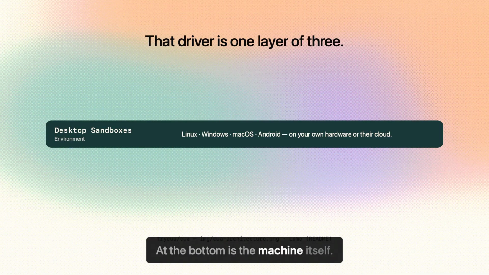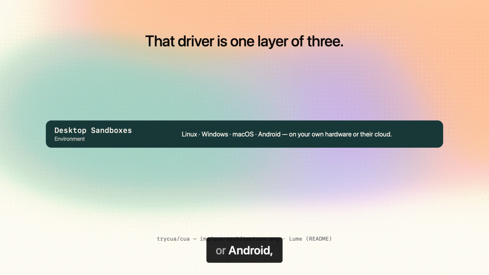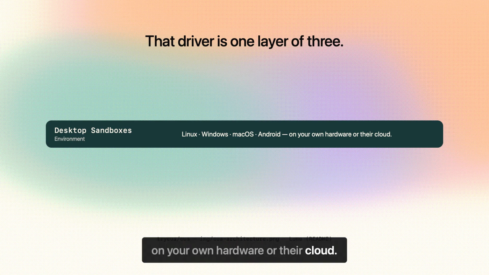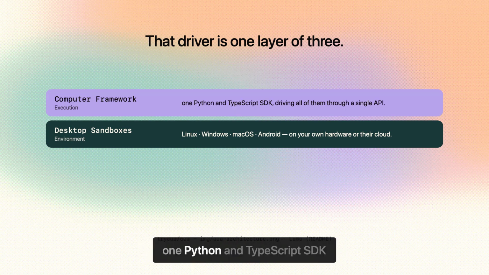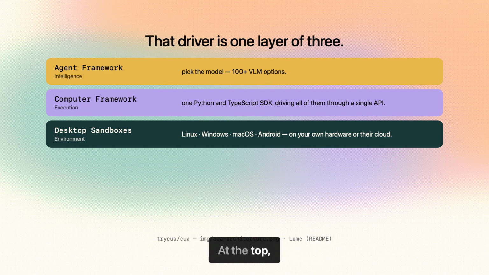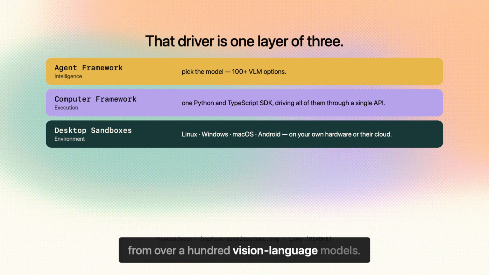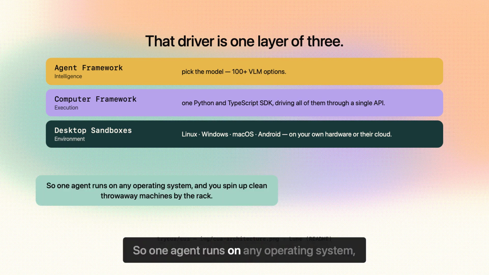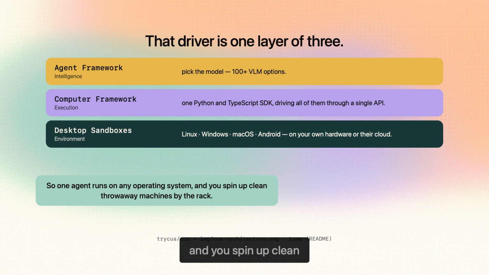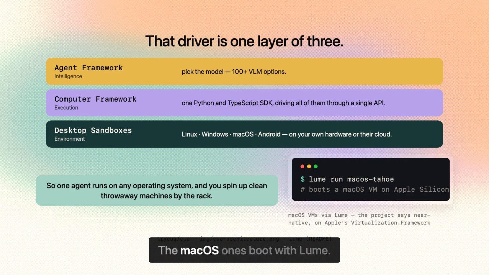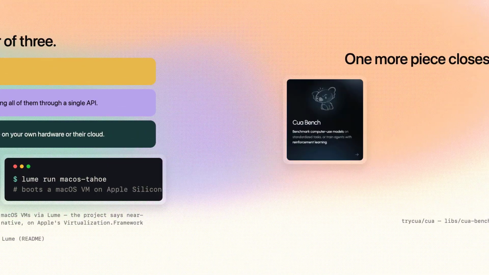At the bottom is the machine itself, a sandbox running Linux, Windows, macOS, or Android on your own hardware or their cloud. In the middle, one Python and TypeScript SDK drives all of them through a single API. At the top, you pick the model from over 100 vision language models. So one agent runs on any operating system, and you spin up clean throwaway machines by the rack. The macOS ones boot with Lume. The project says it runs them near native on Apple Silicon on Apple's own virtualization framework.